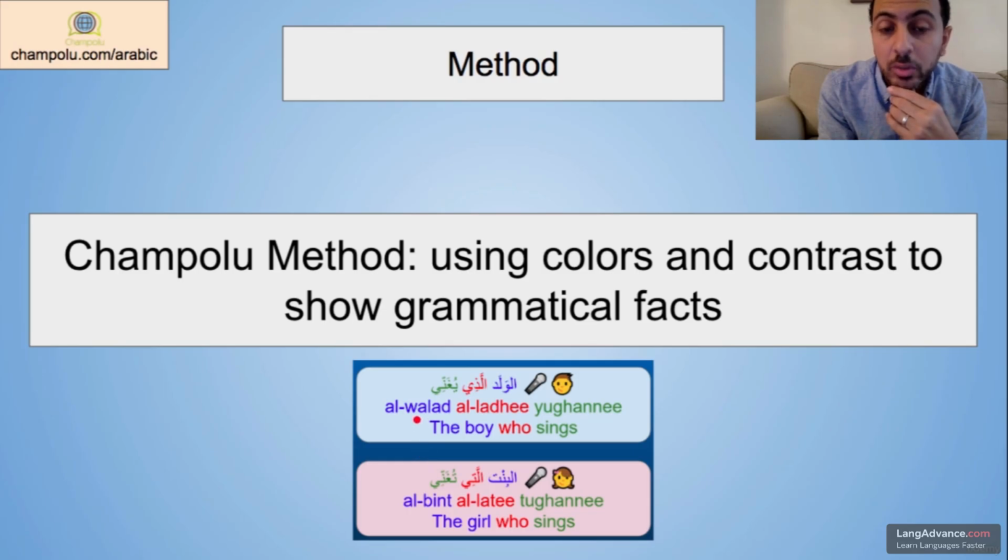So al-walad is the boy, and al-bint is the girl, and yughanni sings, and also tughanni sings, but you know that yughanni here is for the male and tughanni for the female. And then the relative pronoun is different. So for the boy it's alladhi, for the girl it's allati. This is just one example of how we are going to use this method in the course.